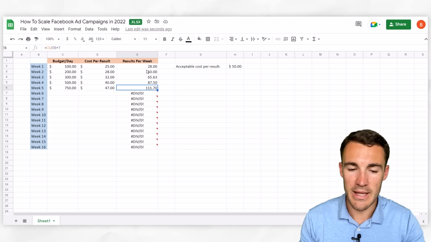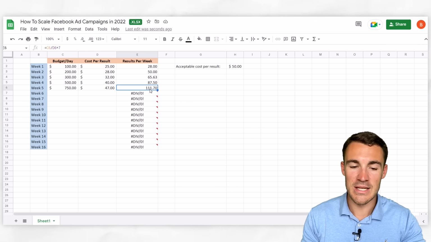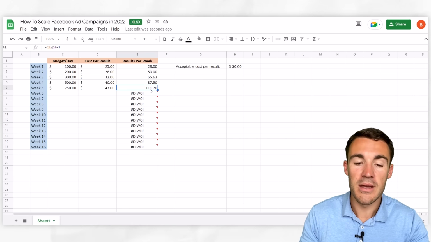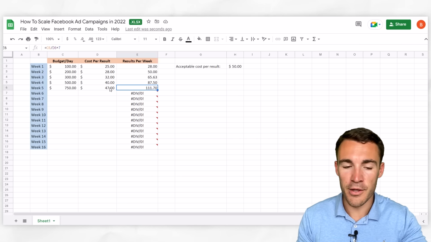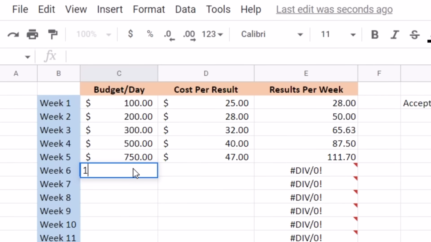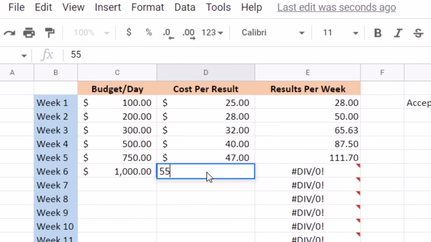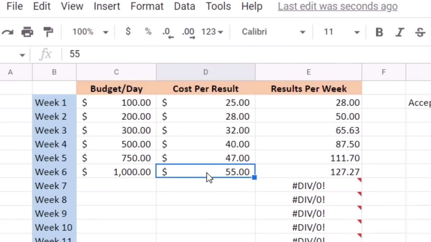And this is why I've got this column in here, by the way, results per week, because it's important to see, yes, you're paying more per result, but you're getting more results, and that might be worth it for your business. That might be better, to pay more but get a higher volume, which is obviously scaling. Then we go to say 1,000 a day. And now what we see is our cost per result goes up to $55.